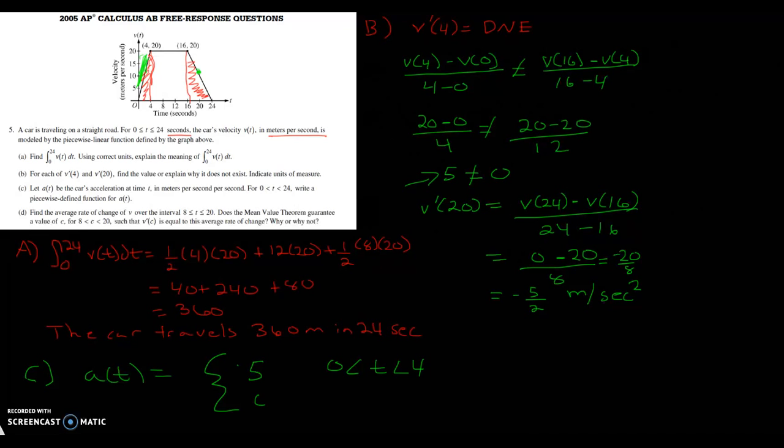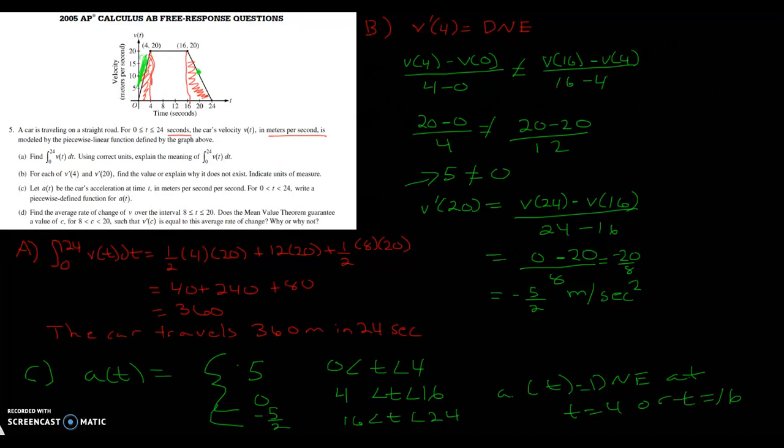And now the next slope was 0, right? From, what was it, 4 to 16? t less than 16. And then the last part was negative 5 halves, from 16 to 24. The only thing is, a of t does not exist at t equals 4 or t equals 16 because it's forming that little corner for the derivative. It's not differentiable. There.